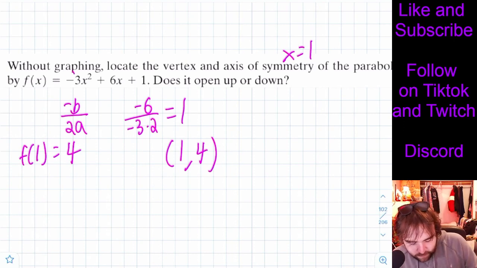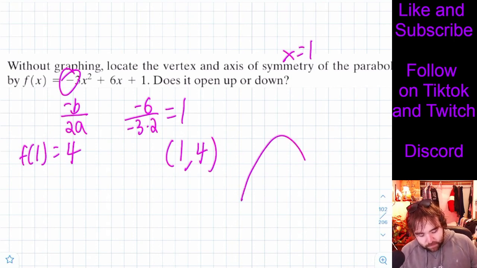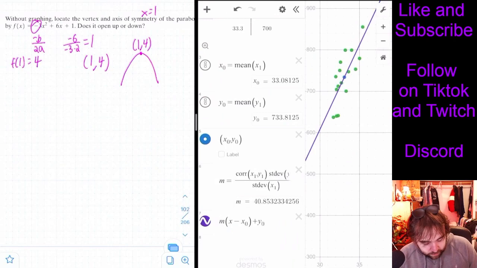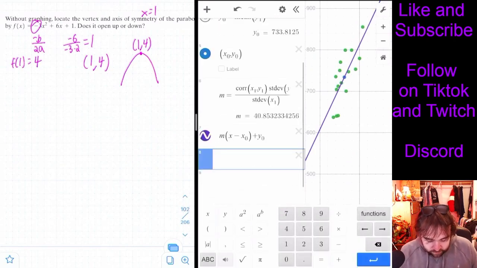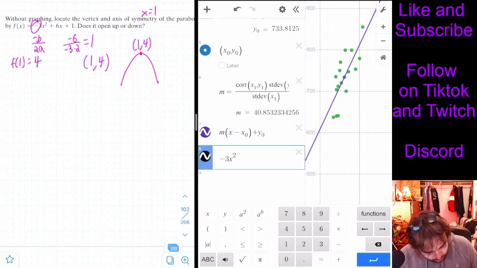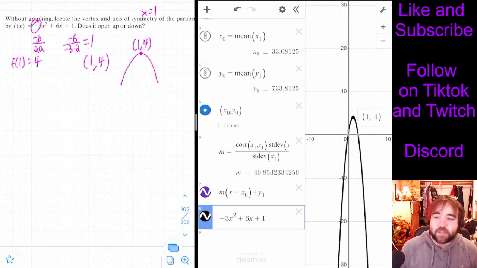Does it open up or down? Well, that would be based on if the whole thing is negative or not. So when I say the whole thing, I mean the biggest power of x, the most important power of x, is negative, which would mean that the whole thing is opening down. So let's take a look at this on Desmos. We should see something like that, where that vertex is the point 1, 4 that we calculated. So that's all from the previous videos. So let's graph negative 3x squared plus 6x plus 1. And then go back to home. And there we go. You see we have our upside down parabola with the vertex at 1, 4.